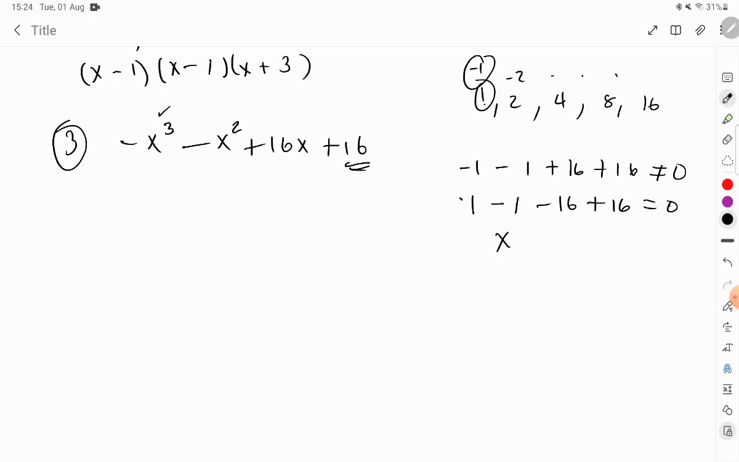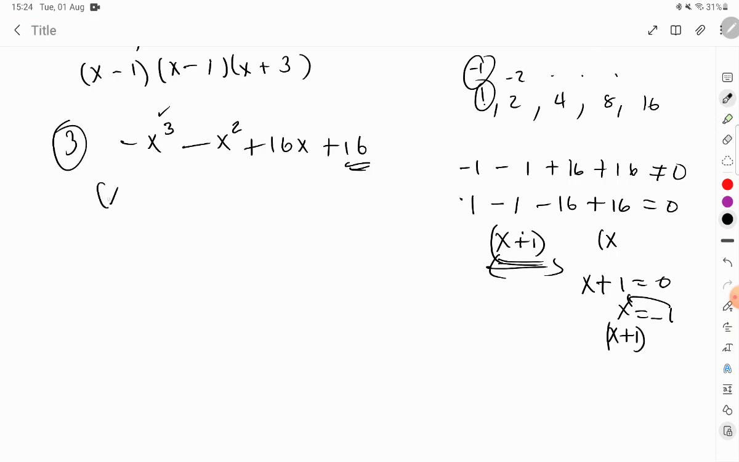So it means x plus 1 is a factor. I need you to get that perfectly. x plus 1, not x minus 1. Remember we said if x plus 1 is equal to 0, then x is equal to minus 1. So you take it to the other side this time around, and it becomes x plus 1. So your factor here is x plus 1. So you can complete the rest.